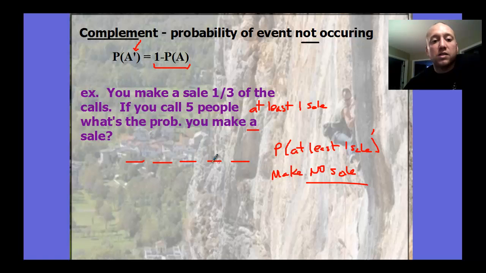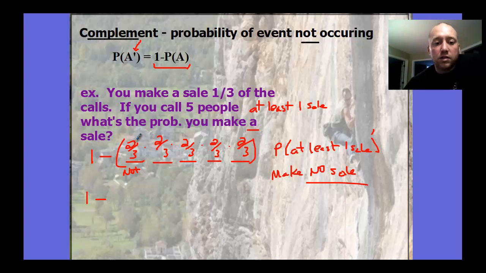Every one of the events has to be 2/3 because that's the probability of me not making a sale. So 2/3, 2/3, 2/3, 2/3, 2/3. If I multiply them, because it's and, I want all of those to occur. This is the probability of me not making a sale at all. I don't want that. I want at least 1 sale, so I want the complement of that, so 1 minus that. So the complement will help us sometimes when we're using the words at least or at most.